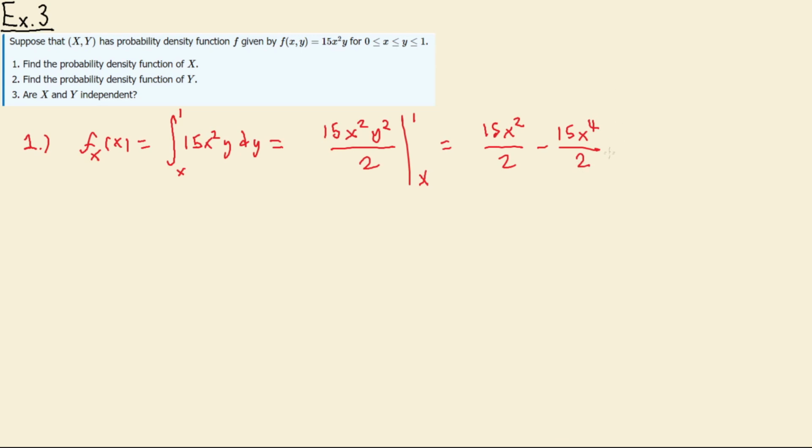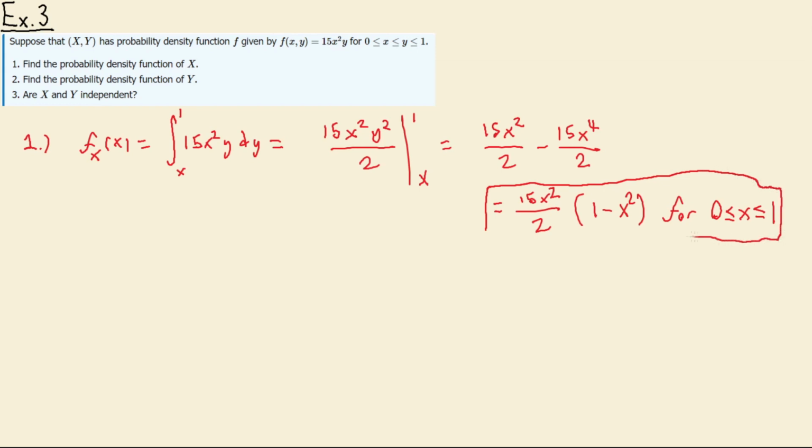And so what's the best way to factor this? Probably 15x squared over 2 multiplied by 1 minus x squared here. And this is going to be for x here going to range from 0 to y, and y has an upper bound given by 1. And so this is just going to be for x ranging from 0 to 1. Those are all possible values of x here. So this is our marginal probability density function for x.